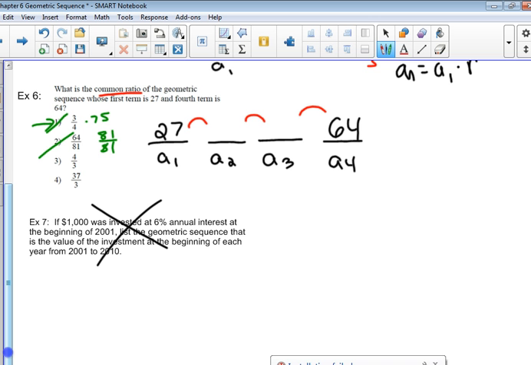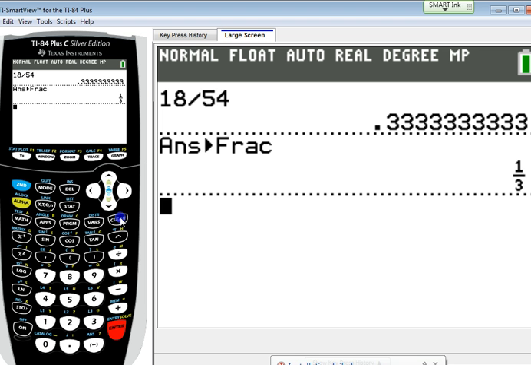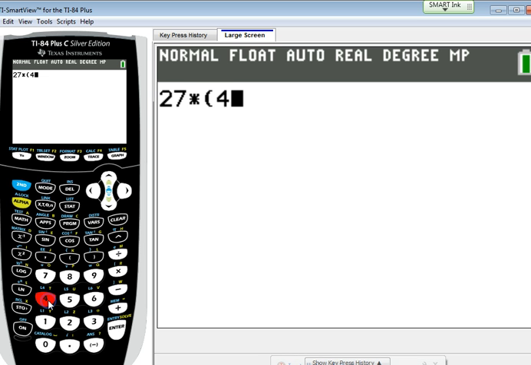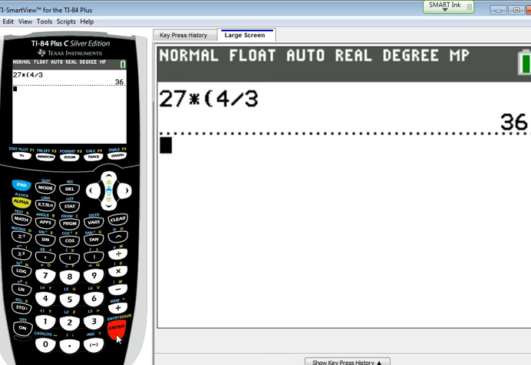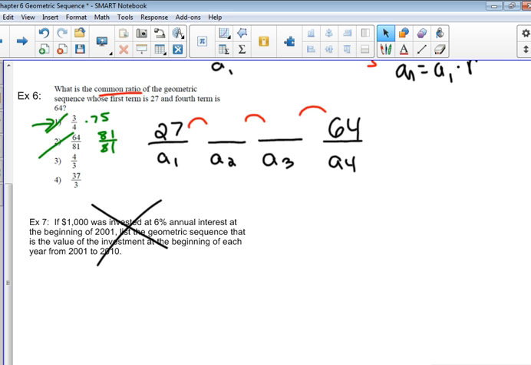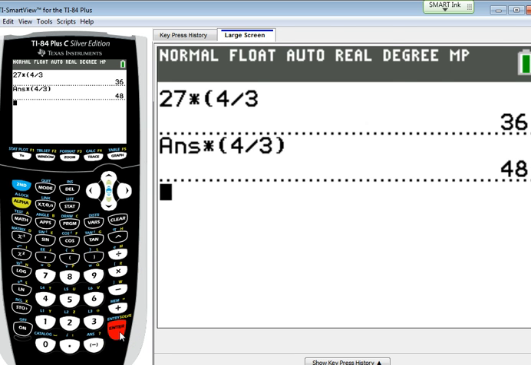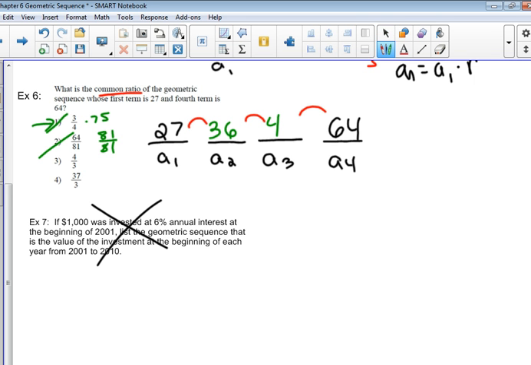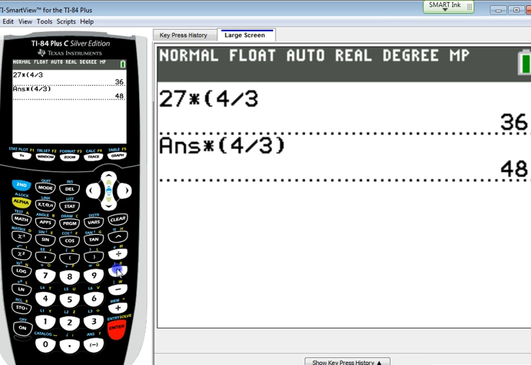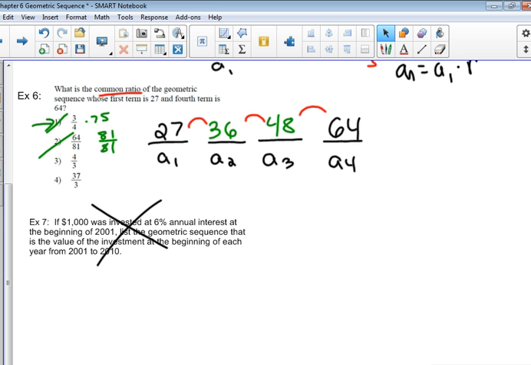Now, we are down to these two. So if you guys are someone who's guessing and checking, we can take this 27 and multiply by 4/3. We would get 36. So that means this one would have been 36. And then let's see if we take that 36 again and times that by 4/3. We get 48. And then let's see, times that by 4/3. Oh my gosh, we get 64. Alright, so it has to be 4/3.